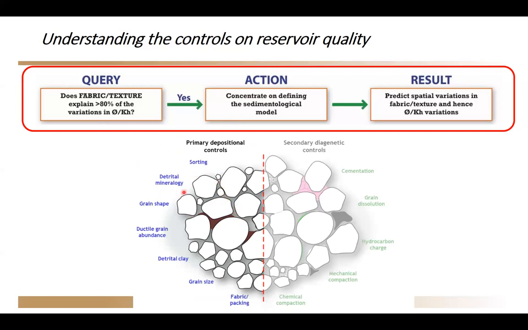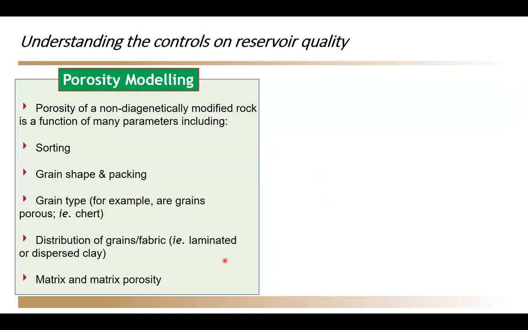The detrital mineralogy is also one of the primary depositional controls on my quality. The shape of the grain, and the ductile grains themselves, can destroy my reservoir quality if they convert into clay minerals. The detrital clay and the grain size: if the grain size increases, it will give me high permeability rather than low permeability zones. So understanding the depositional factors that control my reservoir quality led me to optimize my porosity modeling, based on the non-diagenetic factors that control reservoir quality, like sorting, as I have said, and grain shape and packing. We know that cubic packing increases the porosity and permeability rather than, for example, orthorhombic packing.